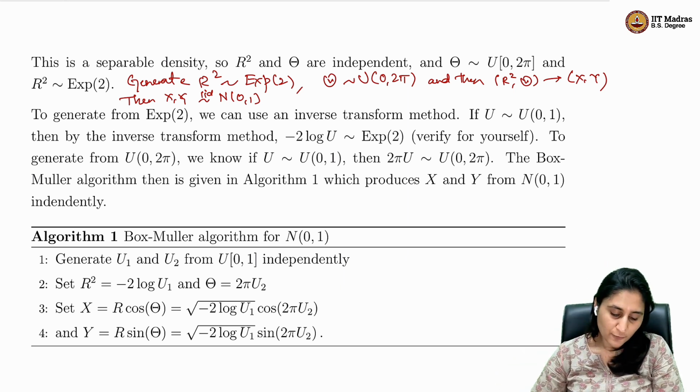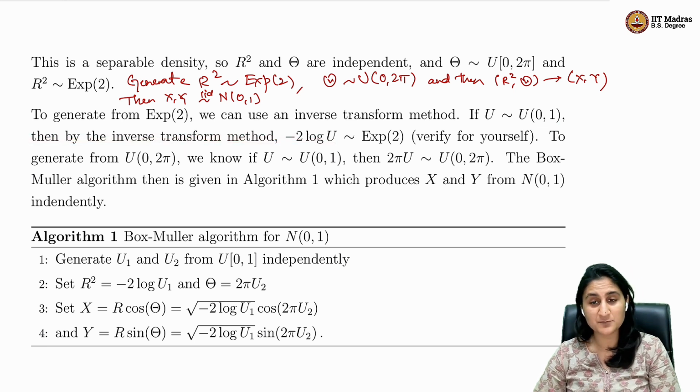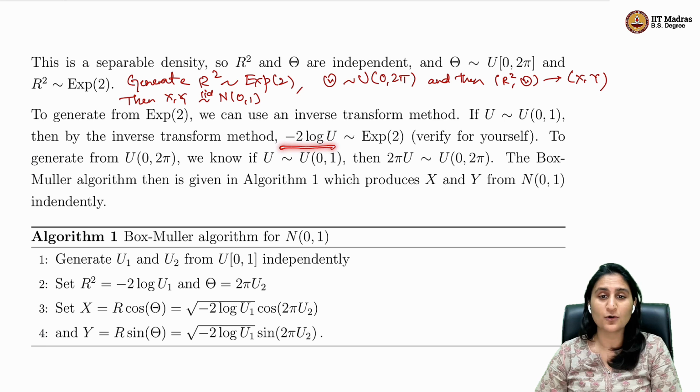Okay. To generate from exponential 2, we know we can do this using the inverse transform method. We've done this before. And if u is uniform 0, 1, then by the inverse transform method, just by the logic we've done for exponential 1, we get that minus 2 log u is exponential 2. This is just using inverse transform. And to generate from uniform 0 to 2 pi, we know we can obtain a u from uniform 0 to 1, and then 2 pi u is going to be distributed uniformly from 0 to 2 pi.